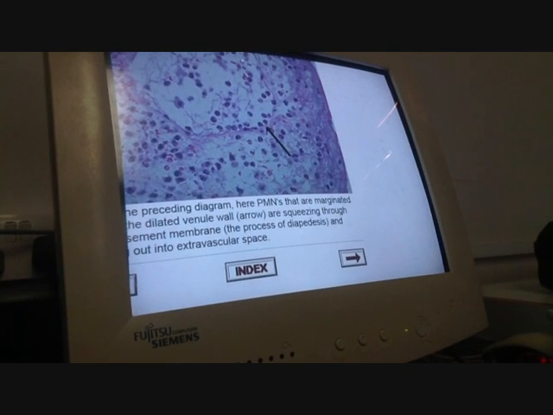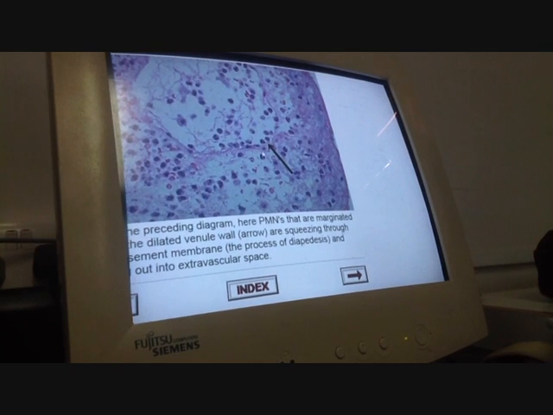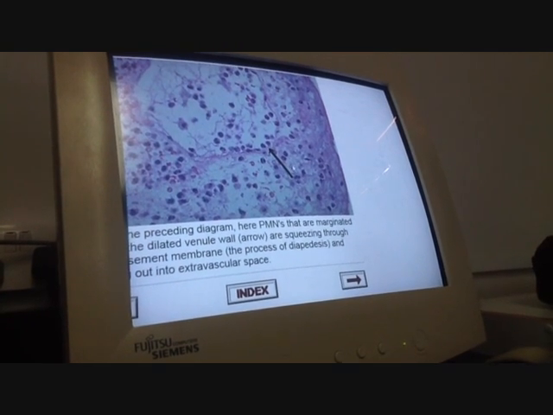So here, this is the blood vessel. You can see the inflammatory cells marginate, attached to the endothelial cells, and here they marginate and will transform to the interstitium.